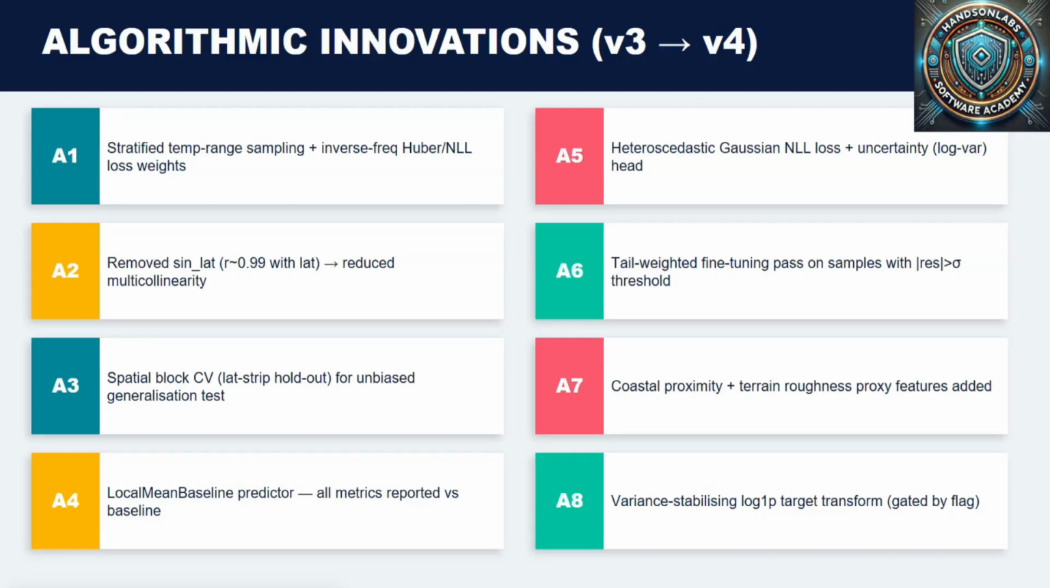Now, the heteroscedastic Gaussian NLL loss plus uncertainty log-variance head was also modified, and a tail-weighted fine-tuning pass on samples with resolution greater than the omega threshold. Then the coastal proximity plus terrain roughness proxy features were added. Then, of course, finally, the variance-stabilizing log1p target transform gated by flag.